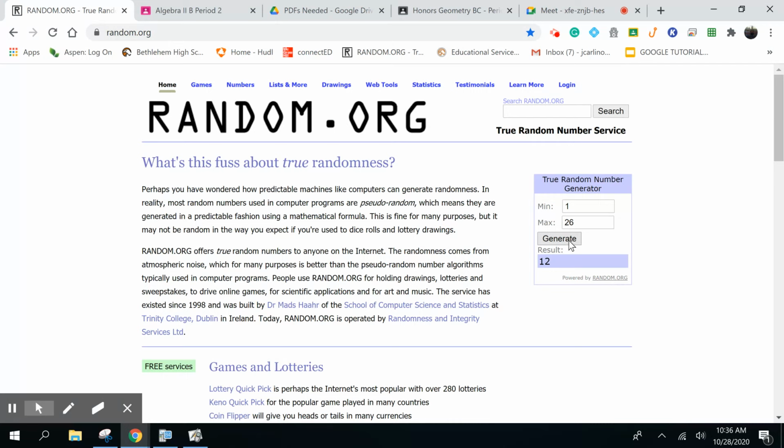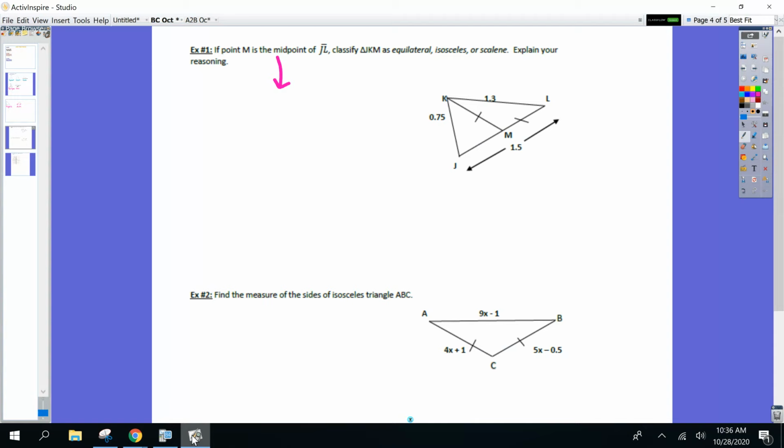Let's do this. We're starting with number 12 today. Number 12, Lucas, what can you tell me? If M is the midpoint of JL, give me two segments that are equal. JM and ML. JM is congruent to ML. Everybody agree?